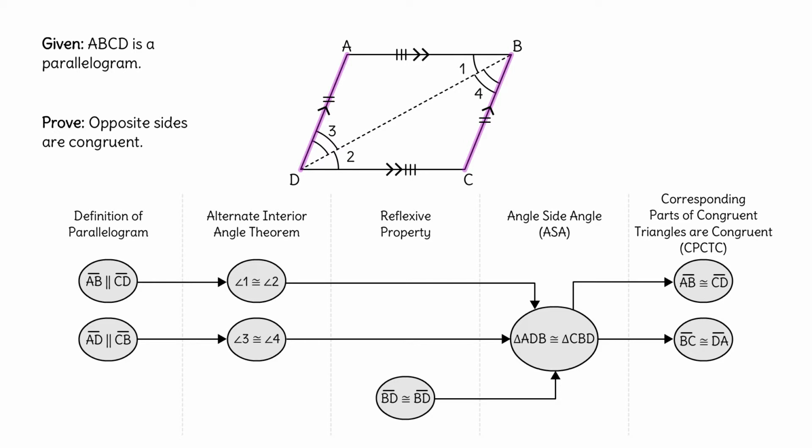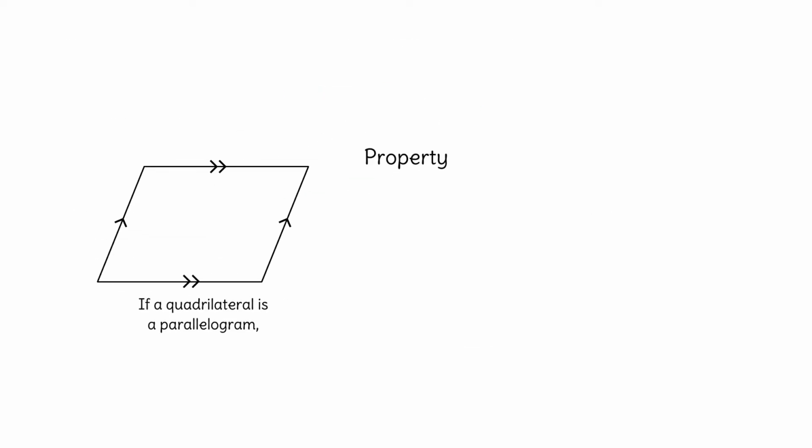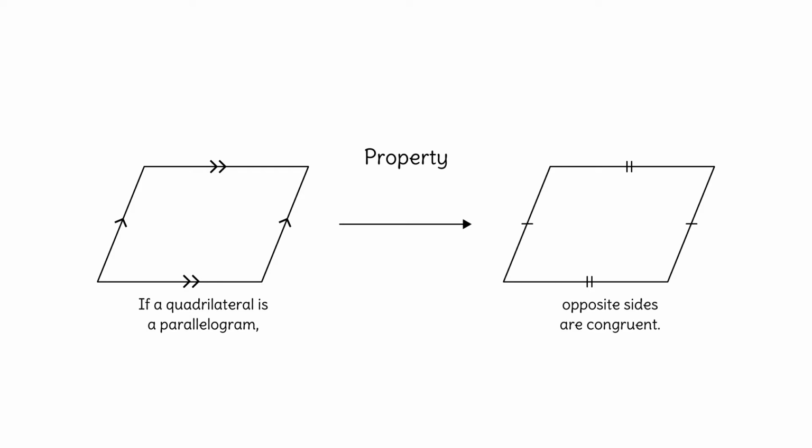triangles are congruent. We went from parallel lines to proving angles congruent, to proving triangles congruent, to proving sides congruent. We successfully proved the property that if a quadrilateral is a parallelogram, opposite sides are congruent.